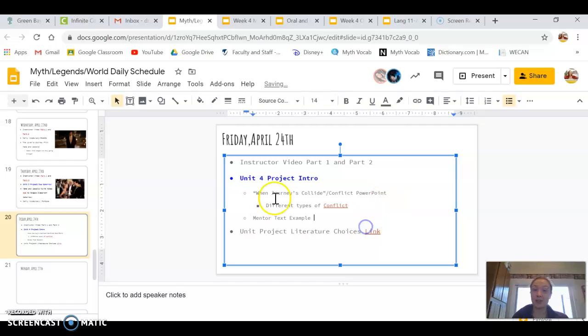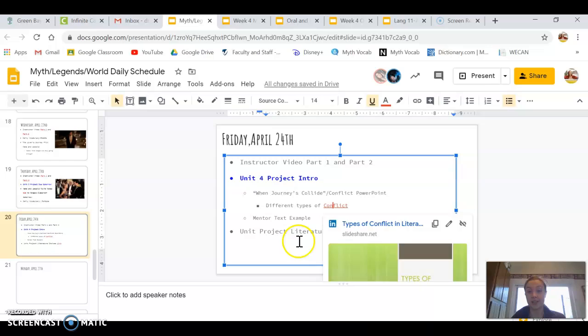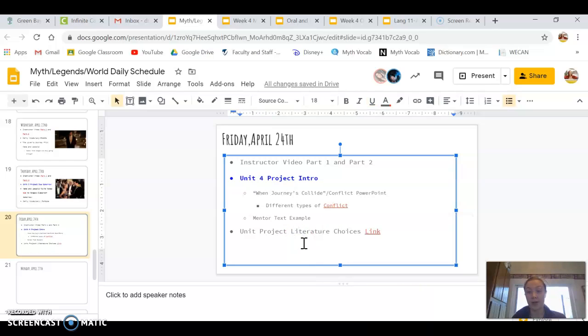We are introing Unit 4 today, which is when journeys collide, or conflict, really, so conflict between people. We are going to first go over the types of conflict in a PowerPoint. I didn't make this PowerPoint, so it's kind of a little glitchy, but it fully goes over the types of conflict that we will be going through, and also the types of conflict that we'll be seeing in the one film that we'll be watching for this unit.